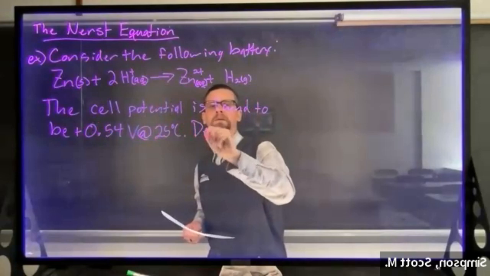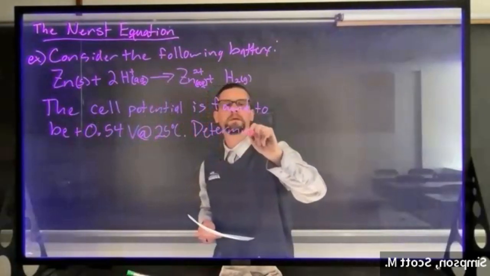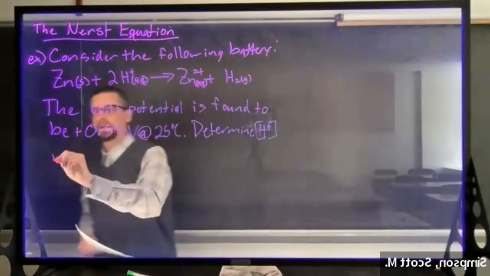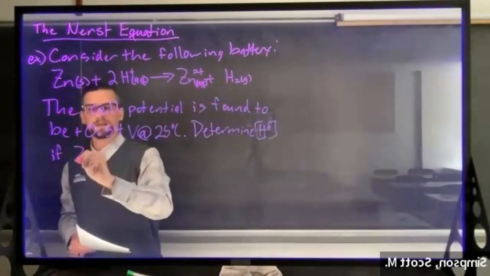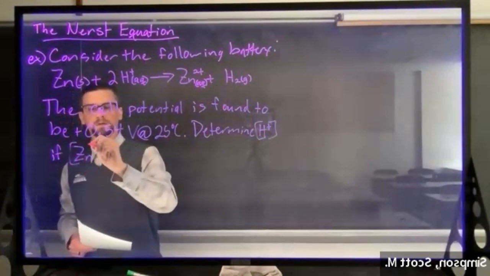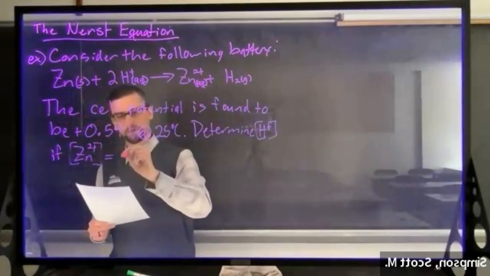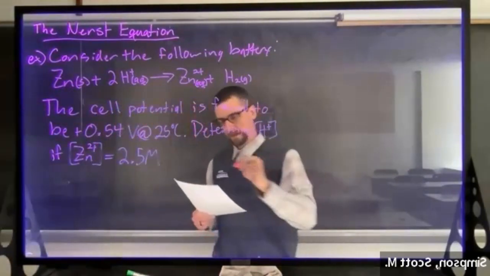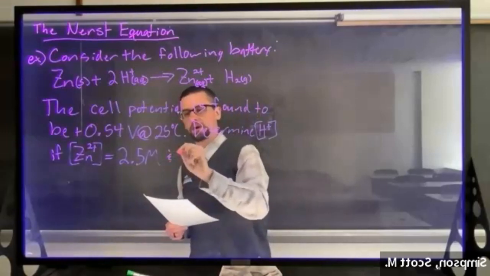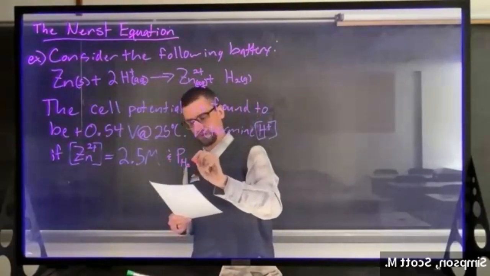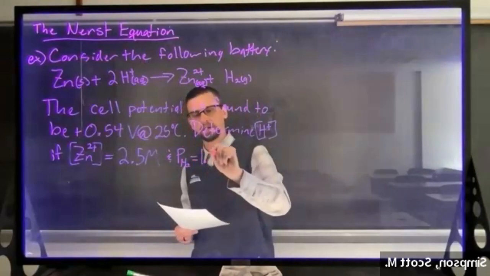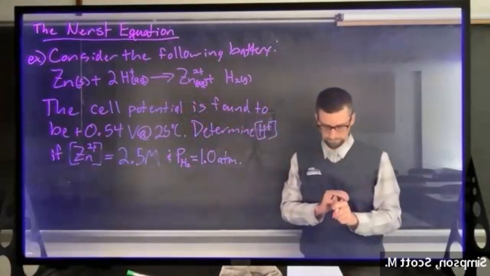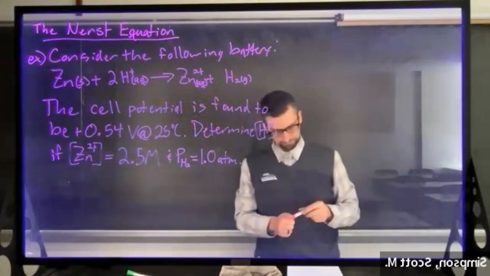We want to determine the H plus concentration if the concentration of our zinc 2 plus is equal to 2.5 molar, and the partial pressure for H2 is equal to 1.0 atm. So we have this as our problem.